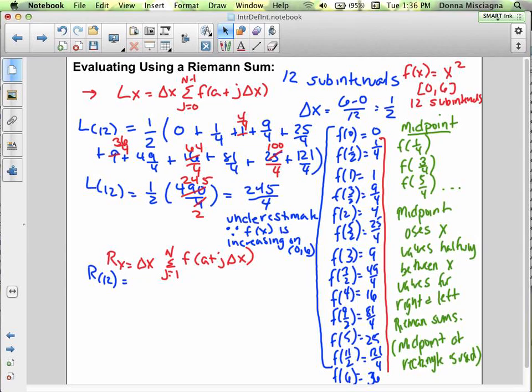All right, so let's write down. Still the same change in x, that won't change. So our right Riemann sum, we would have 1/2 times, we'll skip the 0, 1/4 plus 1 plus 9/4 plus 4.